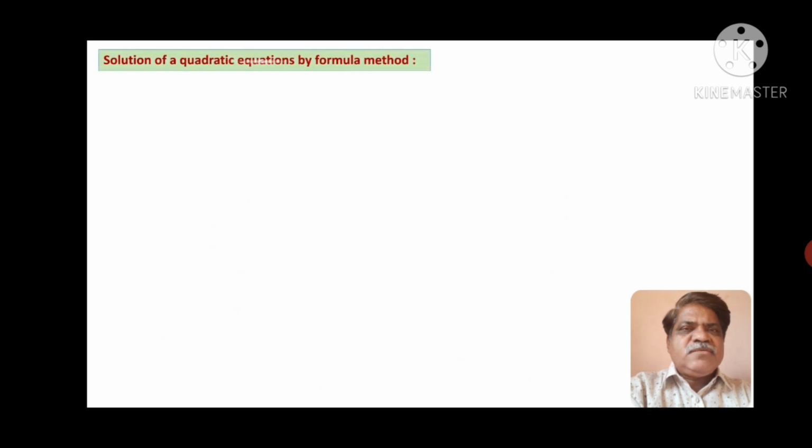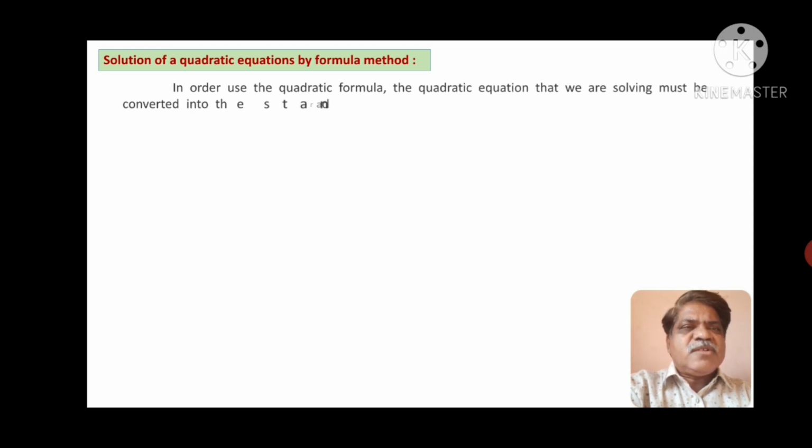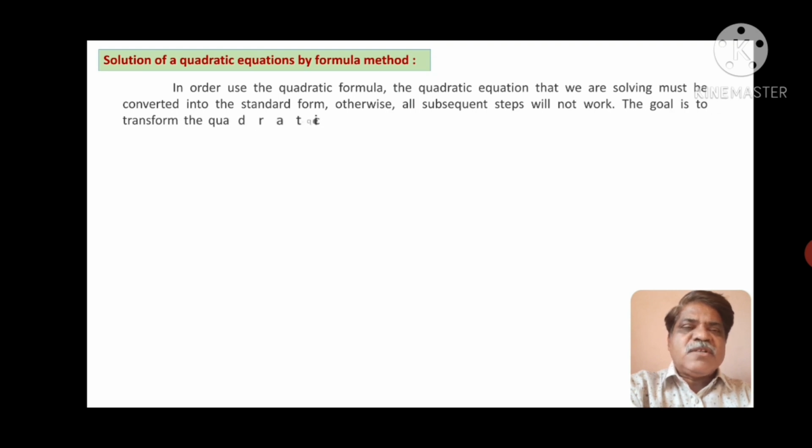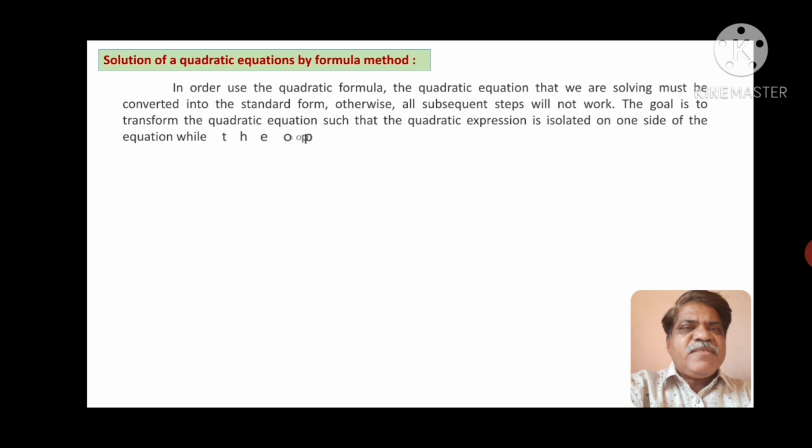So, solution of a quadratic equation by formula method. In order to use the quadratic formula, the quadratic equation that we are solving must be converted into a standard form. Otherwise, all subsequent steps will not work. The goal is to transform the quadratic equation such that the quadratic expression is isolated on one side of the equation, while the opposite side only contains the number 0.